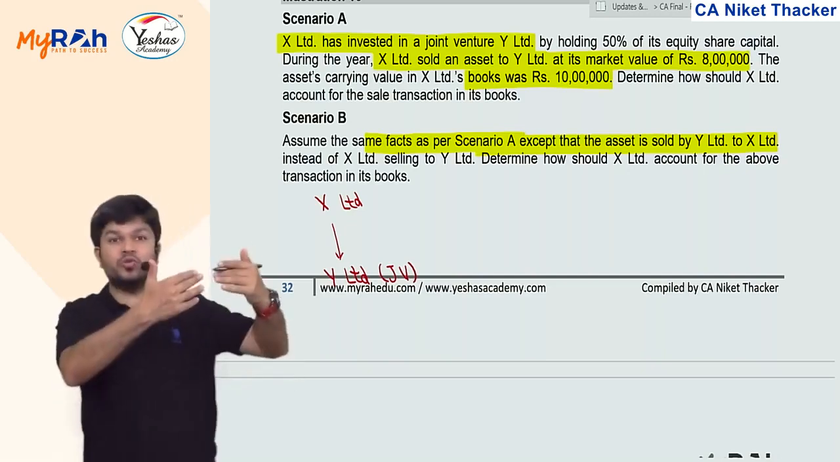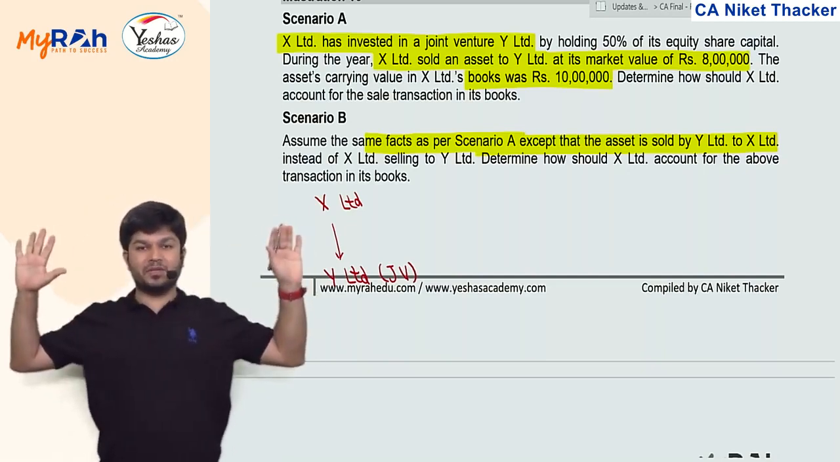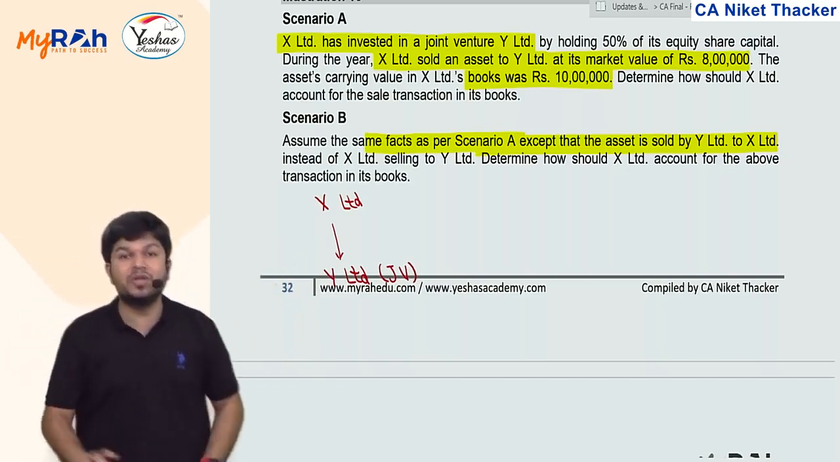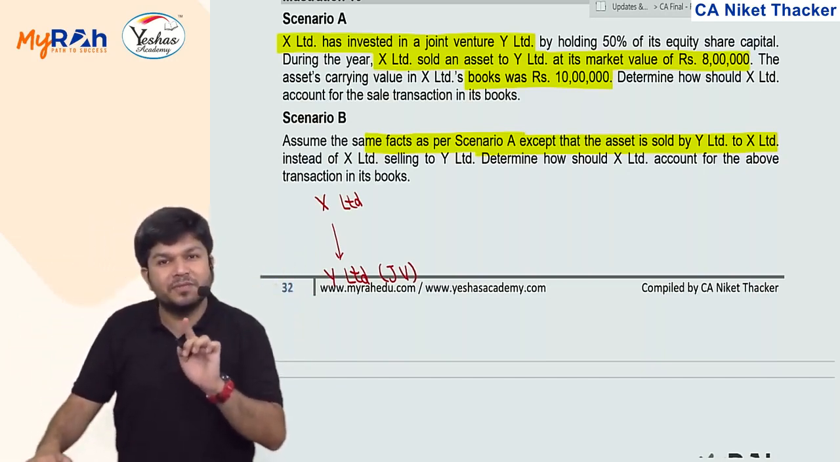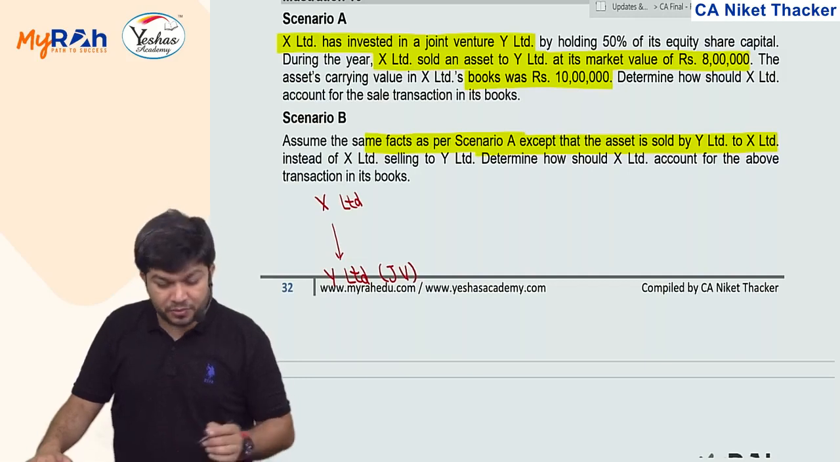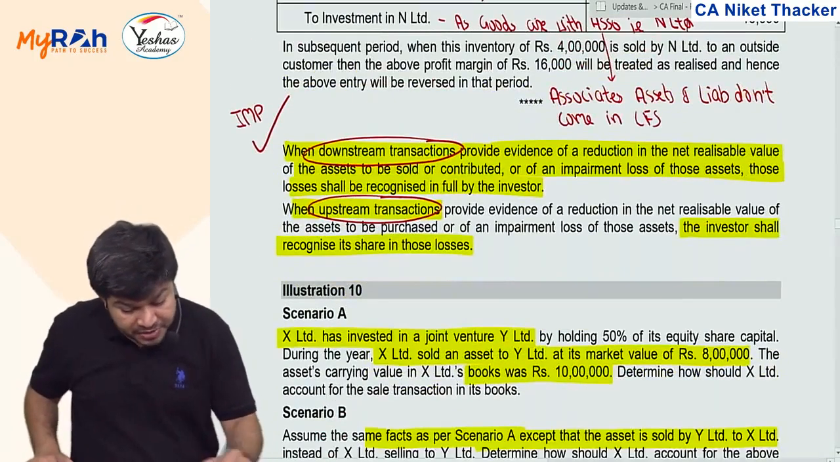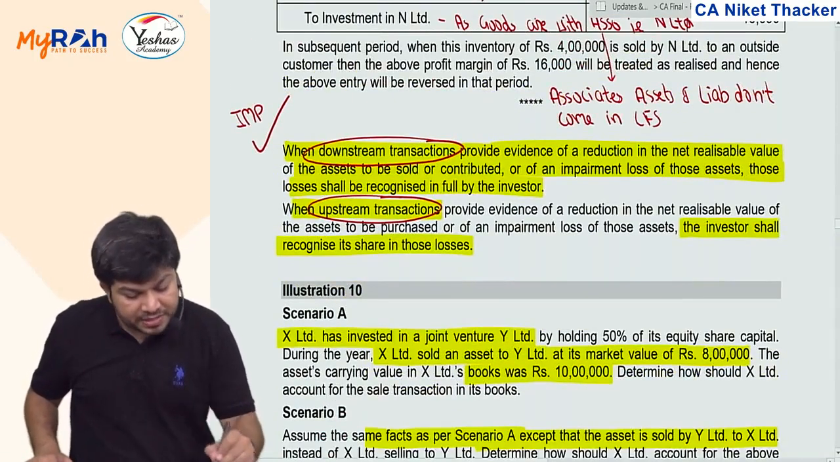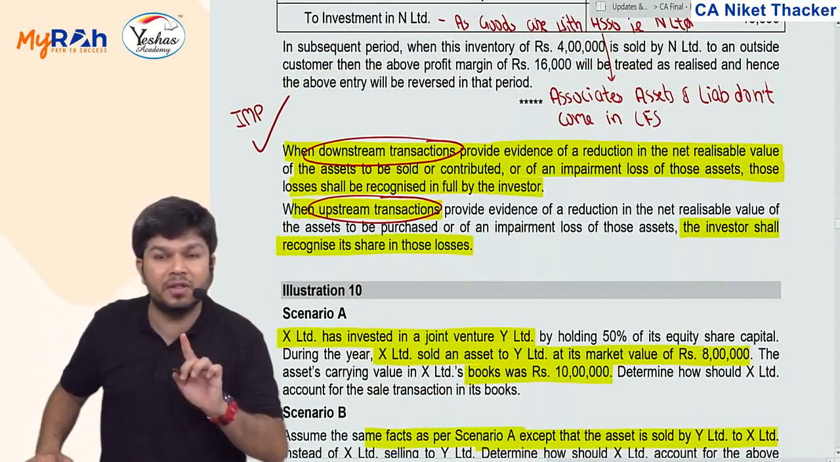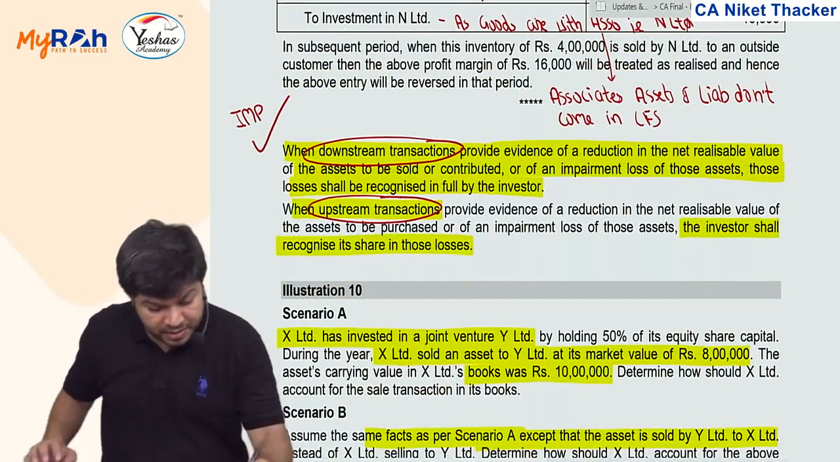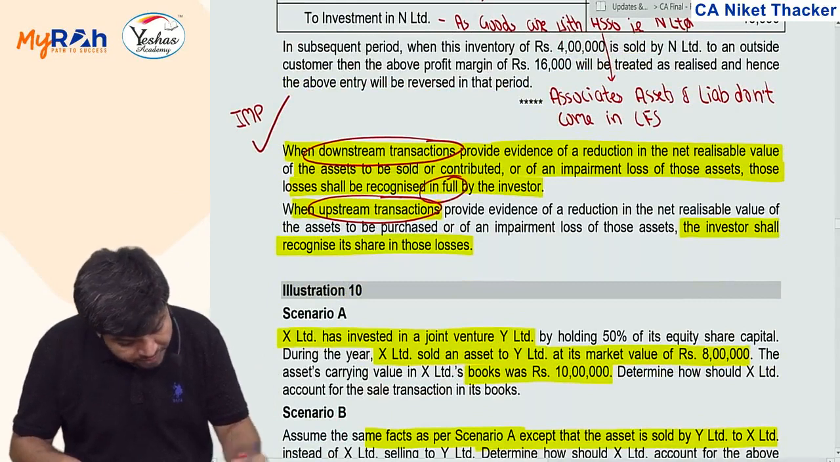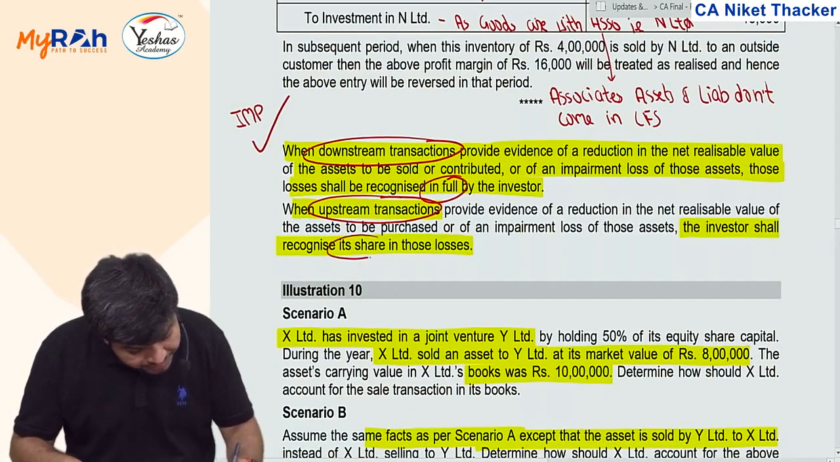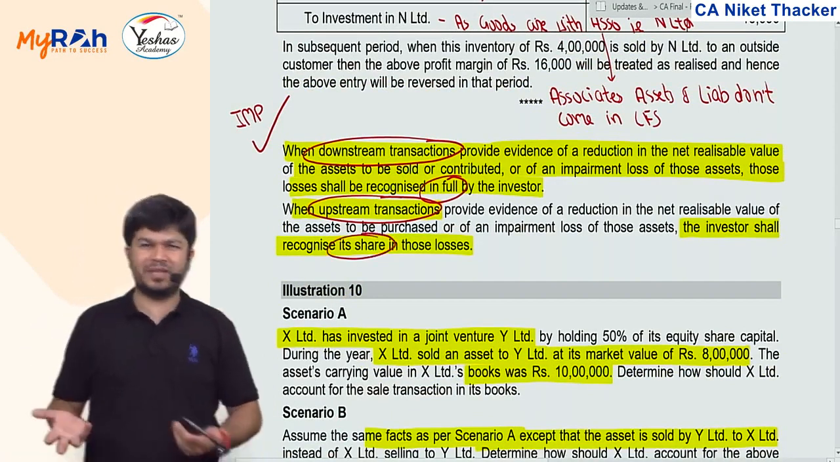But if they sold to you, you bought at 8. JV has a loss too. Your loss 50%, 1 lakh. So you record your share. Upstream में you record your share. Downstream में you record full. यहाँ पे you record only its share. Very logical.